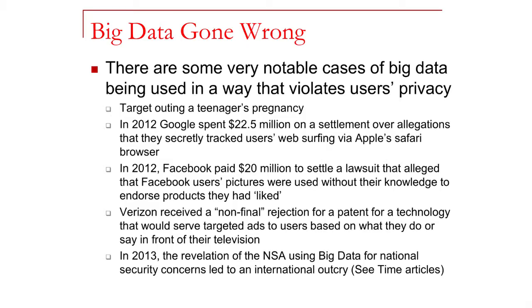There's also examples of big data gone wrong. There's a very famous example from Target, where Target was sending maternity clothes and baby clothes coupons to a teenager, and the father reacted, and it turned out the daughter was pregnant without their knowledge. That's a very well-known example.